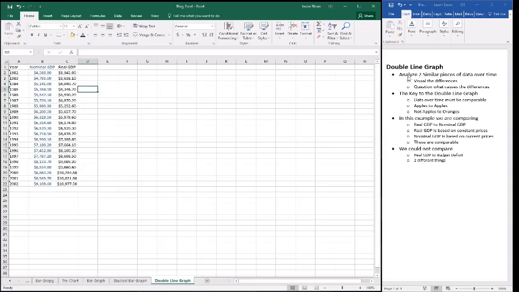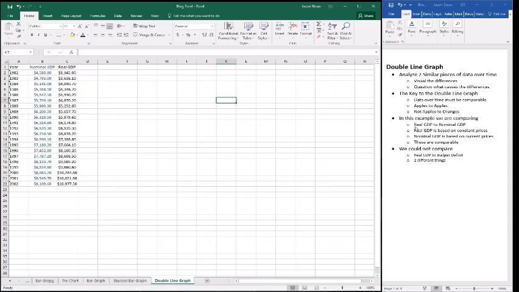So with a double line graph, we're analyzing two similar pieces of data over time, which allows us to visualize the differences, and then that allows us to question what causes these differences. Because we can look at these numbers right here all day long, but they don't really tell us how far apart they are. Getting that visual helps us to do so. So the key to the double line graph is that data over time must be comparable. In other words, apples to apples, not apples to oranges.